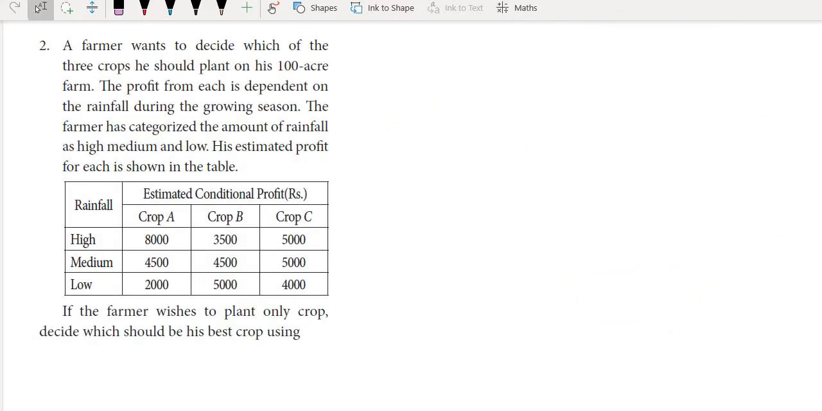Then question number 2. The question is, a farmer wants to decide which of the 3 crops he should plant on his 100-acre farm. The profit from each depends on the rainfall during the growing season. The farmer has categorized the amount of rainfall as high, medium and low. His estimated profit for each is shown in the table, which is the given payoff matrix. If the farmer wishes to plant only one crop, decide which should be planted according to the max-min strategy and the minimax strategy. First of all, max-min.